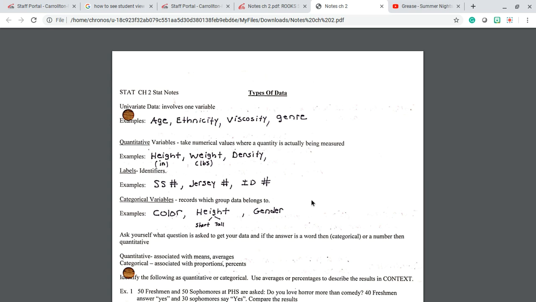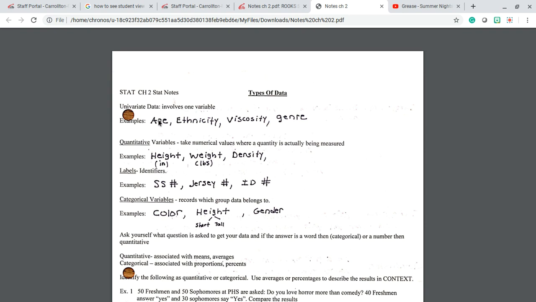It is Mr. Rooks. I'm going to go over these Chapter 2 notes with you on types of data. First category we're going to look at is univariate data, basically just meaning we've got one variable here. In subsequent chapters, we'll look at having two variables, and that is going to be called bivariate data. I think we'll see actually a couple of examples of that within here.